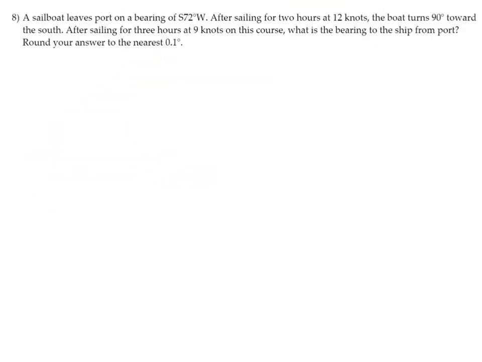Excellent. A sailboat leaves port on a bearing of south 72 degrees west. After sailing for 2 hours at 12 knots, the boat turns 90 degrees towards the south. After sailing for 3 hours at 9 knots on this course, what is the bearing to the ship from port?